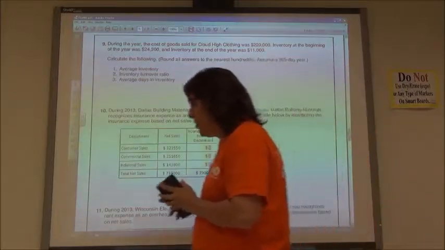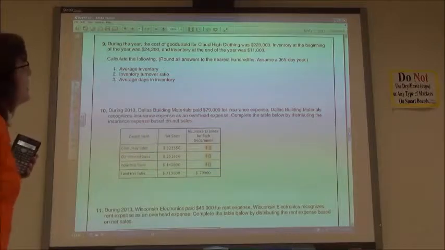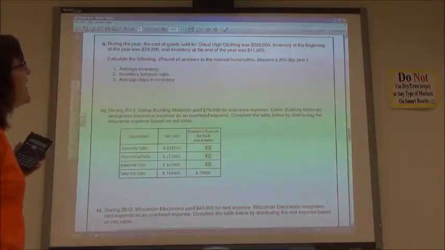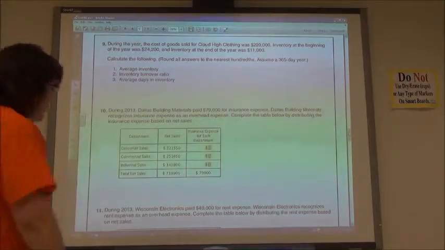And number 9 is going to be the same kind of thing. During the year, the cost of goods sold for Cloud High clothing was $220,000. Inventory at the beginning of the year was $24,200. Inventory at the end of the year was $11,000.